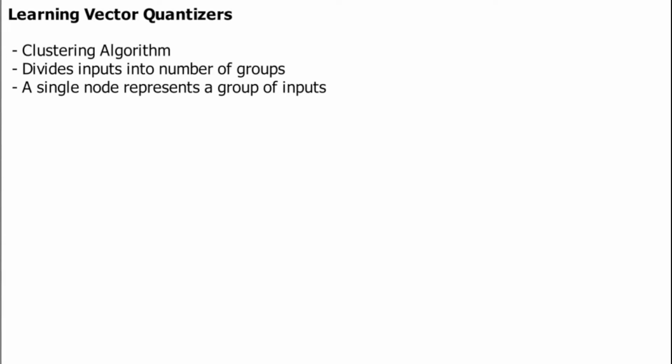So first things first though, what are learning vector quantizers? Well, in the world of unsupervised machine learning, they are a clustering algorithm. What they aim to do is divide a large number of inputs into smaller defined groups. So converting 100,000 inputs to, say, one group of these, another group of these, and another group of those. And it does this by having a single node represent each of those groups. So to illustrate this, I'll have a little example here.